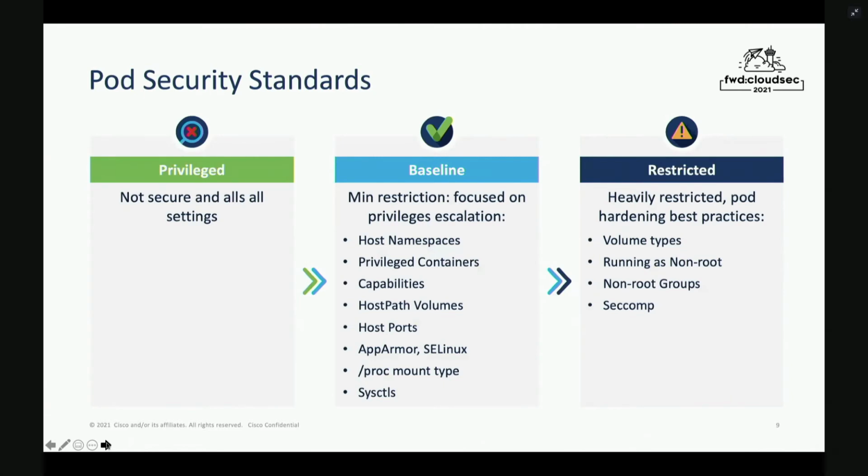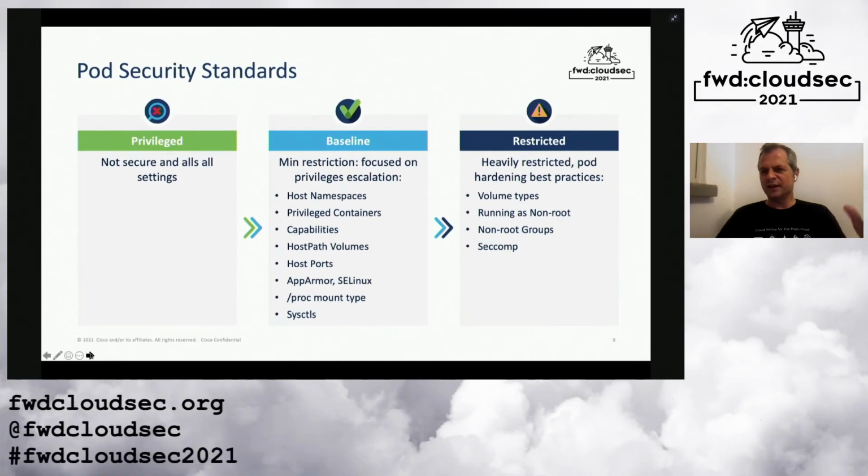Let's talk a little bit more about the details. The baseline is focusing on privilege escalation. So you cannot mount the host namespace, and you can't run as a privileged container. Capabilities are minimized, host path volumes are restricted, host ports are restricted, and you can use AppArmor as a Linux security module. But this is a good way forward.